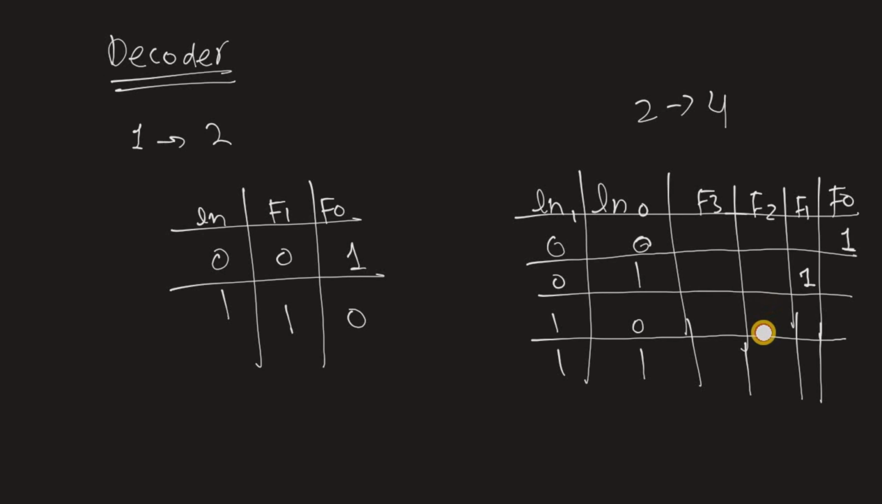Okay, 1 0, that's a 2 in binary, so you're going to go to the F2 line and put a 1 over here. And 1 1, that's a 3 in binary, so you're going to put a 1 at the F3 place. Okay, so I hope it makes sense now.